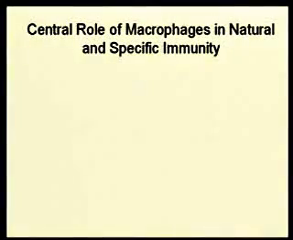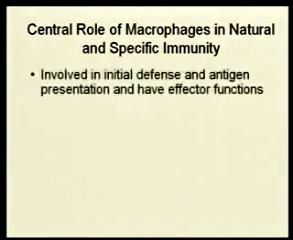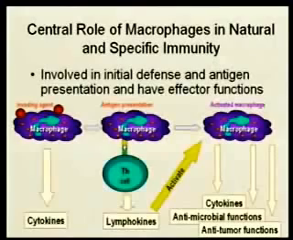It turns out the macrophage can play an important role in a number of different aspects of the immune response. They can play, as we discussed, a role in the natural immune response. So if they see a bacteria, they can gobble it up and clear it. They also play a very important role in the specific immune response. Macrophages are involved in the initial defense, and they're also involved in antigen processing and presentation. That's shown here in the cartoon.